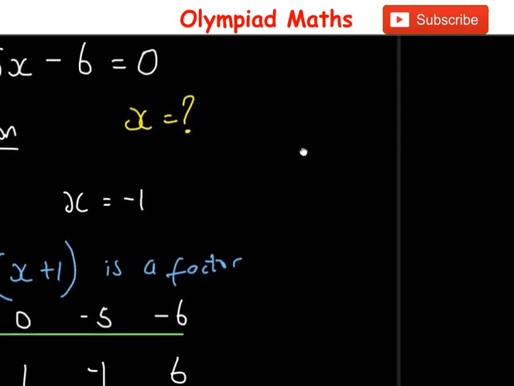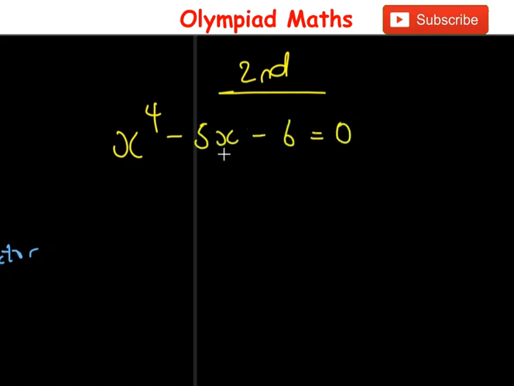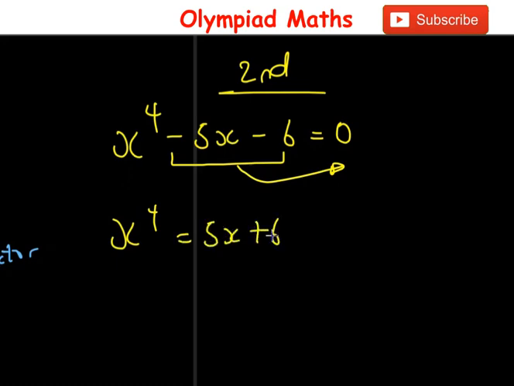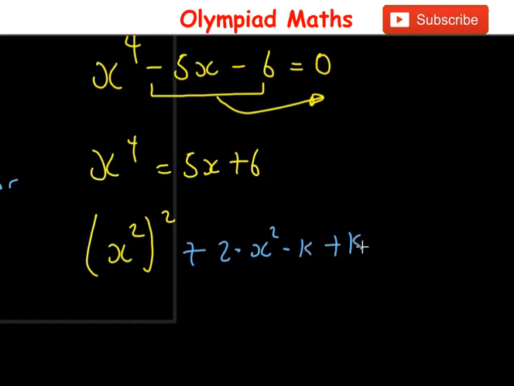For the second method, the question, which is x raised to power 4 minus 5x minus 6 is equal to 0. So what we are going to do is to move this minus 5x minus 6 to the other side of the equation. So we are left with x raised to power 4 equals 5x plus 6. And with this, we can then write x raised to power 4 as in brackets x squared all raised to power 2. Then we're going to bring in this plus 2 times x squared times k, then plus k squared.